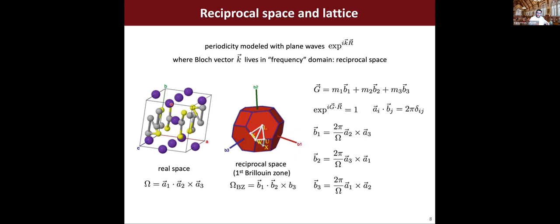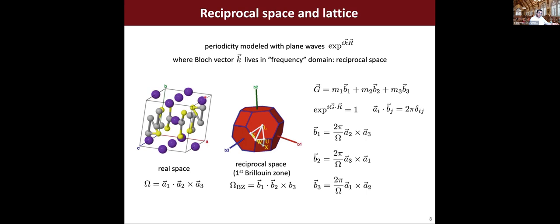Okay, so it's modeled by what's called plane waves, sine and cosine, just like how we model things when we're working in the frequency domain, time versus frequency. We're going to be looking at the reciprocal space, which is sort of the frequency domain for space here. So we have plane waves, which is exponential to i, which is sine and cosine, times this k times the lattice vectors. K here is called the Bloch vector, and it lives in the frequency domain.